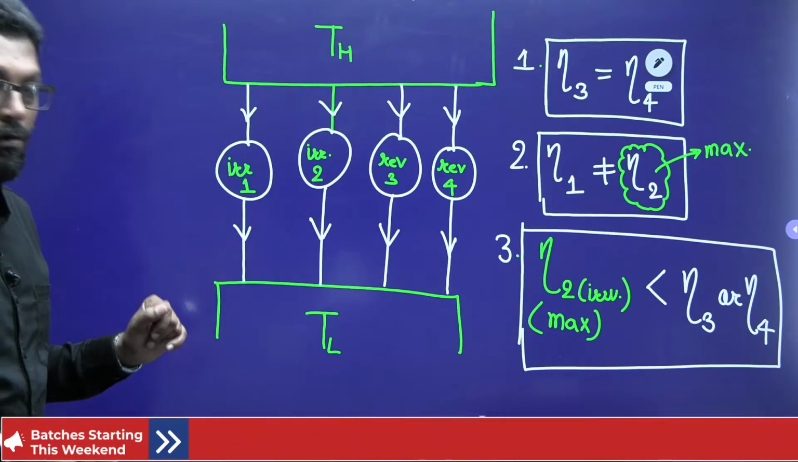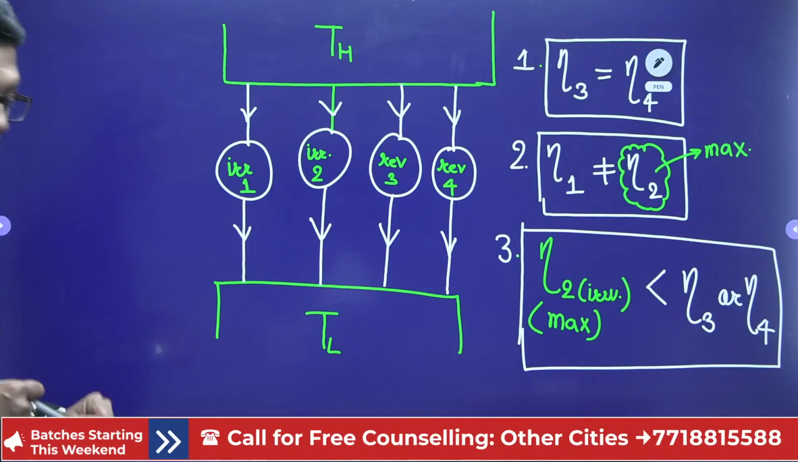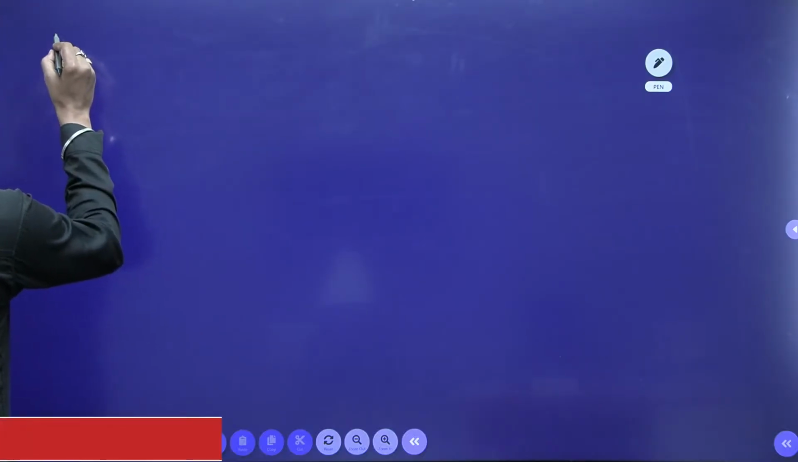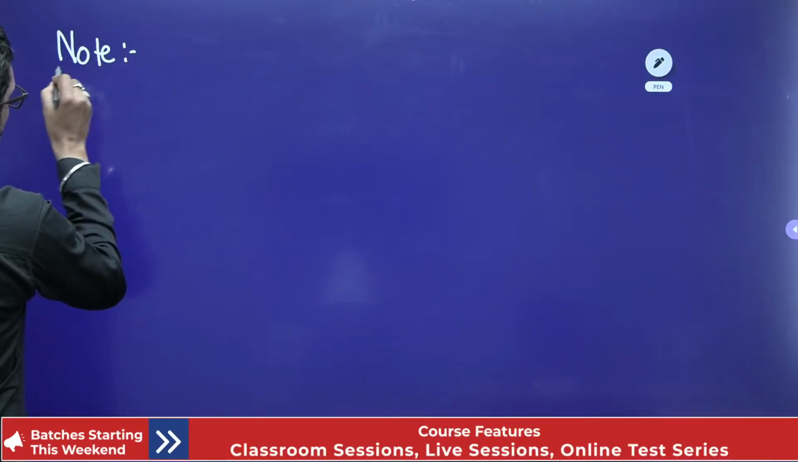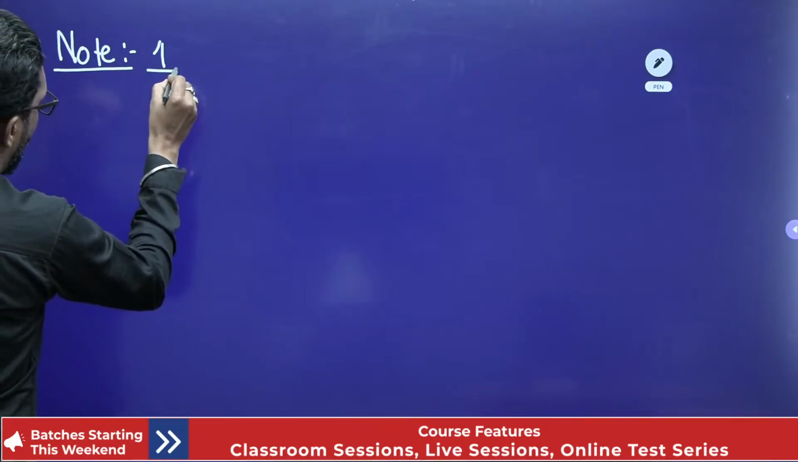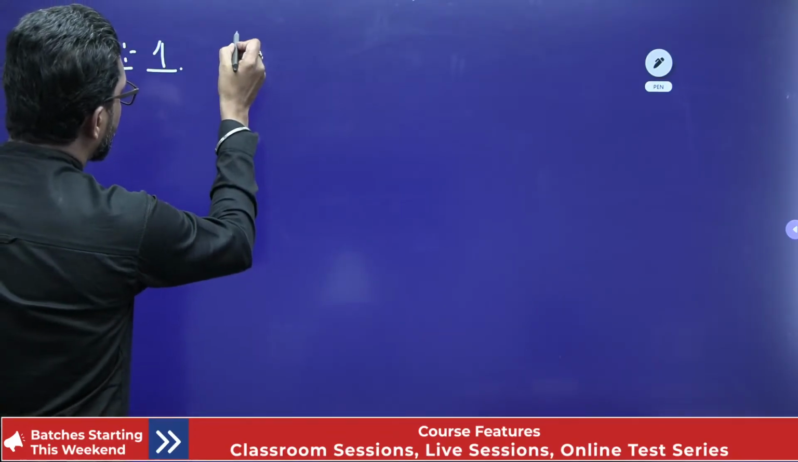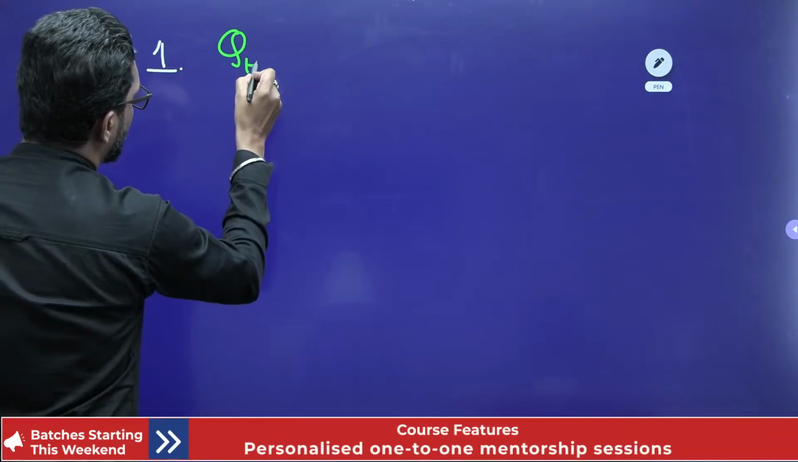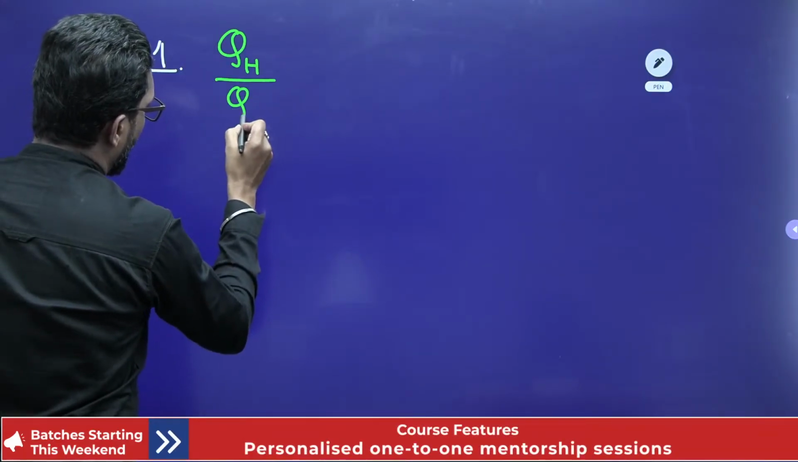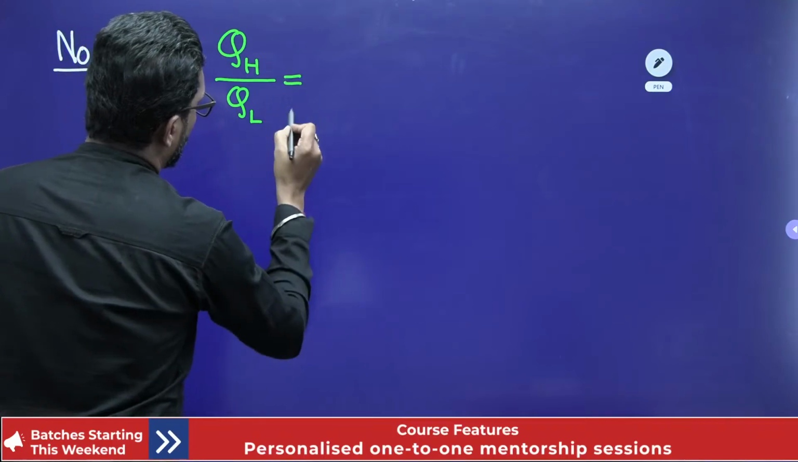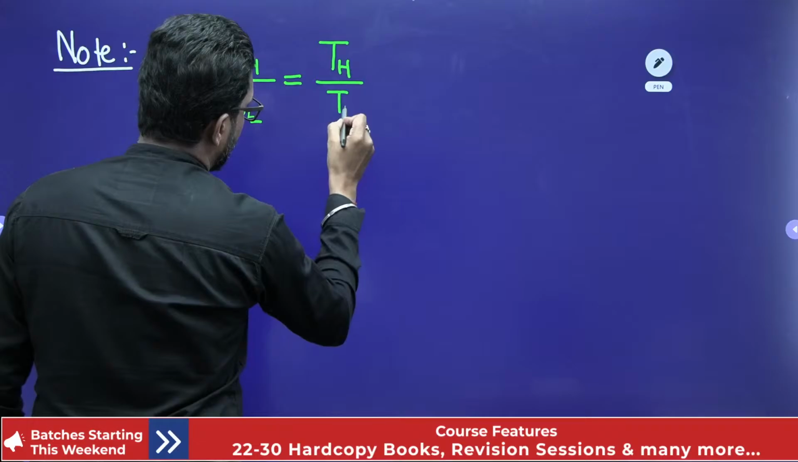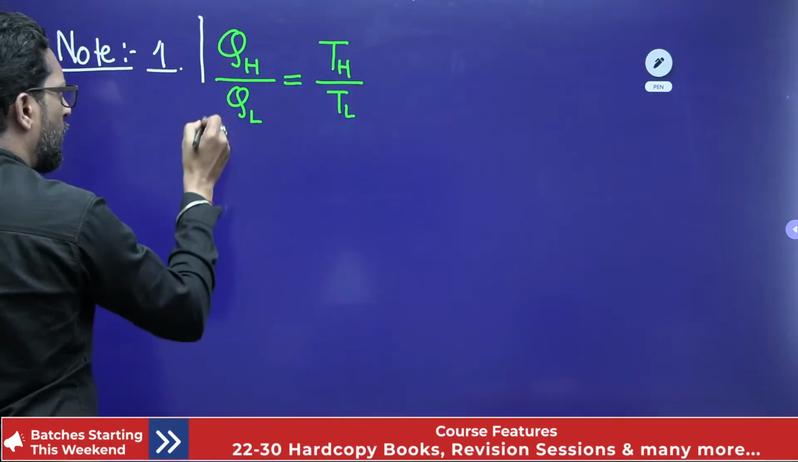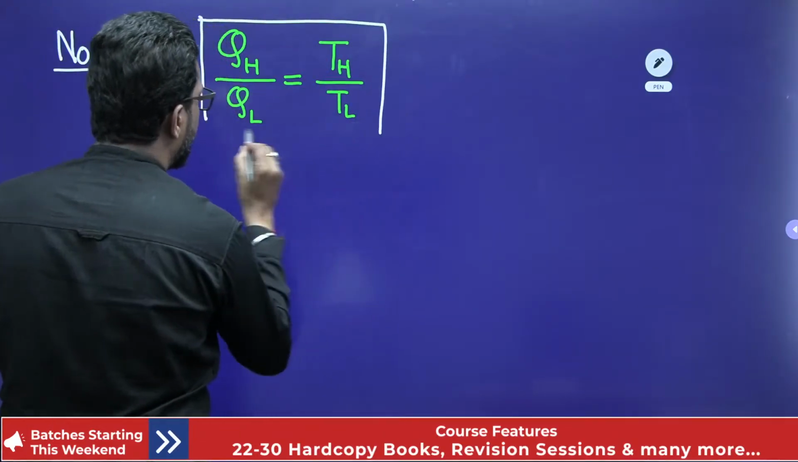Now take another note. See, beta, note number first. Heat transfer QH by QL is equal to TH by TL. This is applicable only for the reversible cycle.